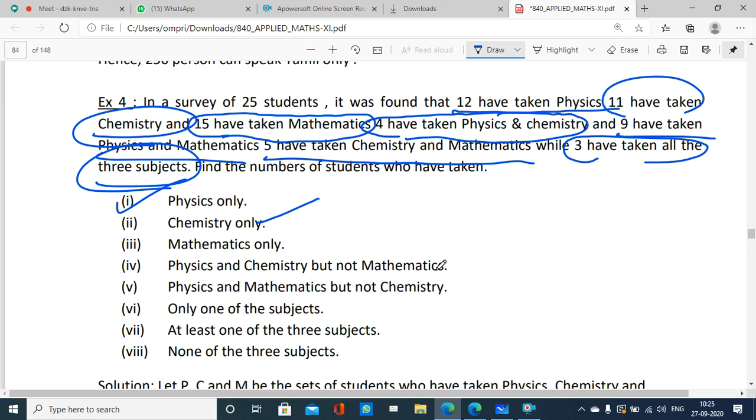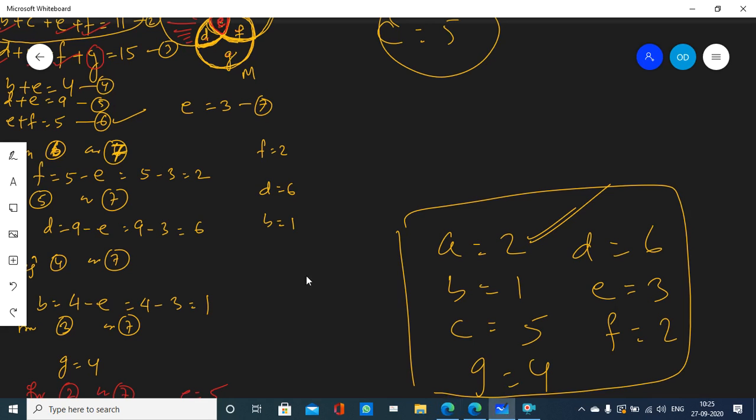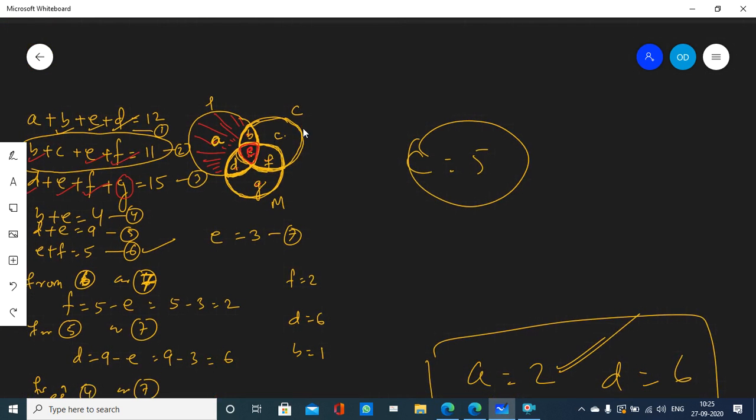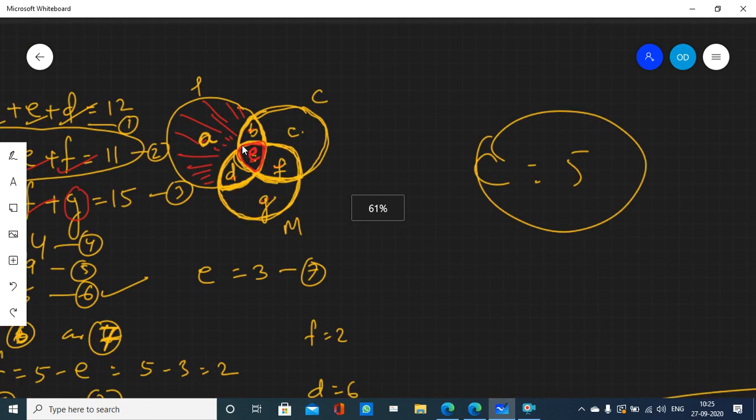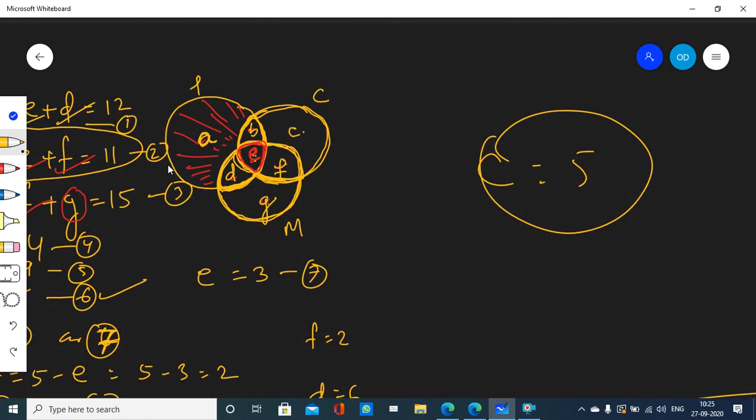Physics and chemistry, but not mathematics. You see which students study physics and chemistry, but not mathematics. B, right? Check it out. B is the number of students who study physics and chemistry both, but not mathematics, right? You get it? So the answer will be B.